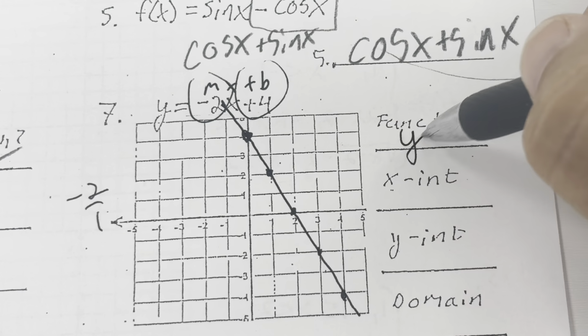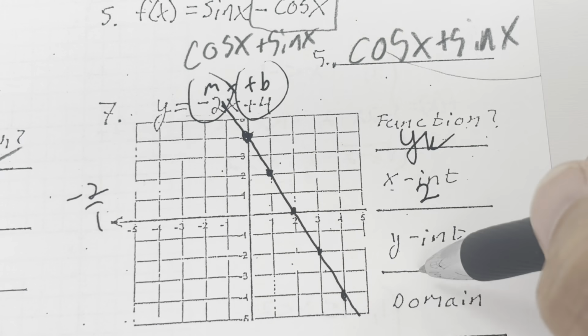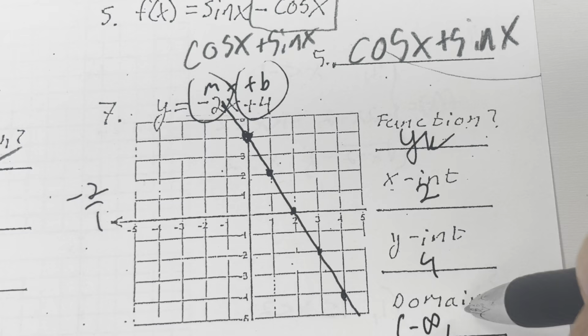Yes, it passed the vertical line test. The x-intercept is 2. The y-intercept is at 4. The domain, it goes to the left forever. It goes to the right forever.